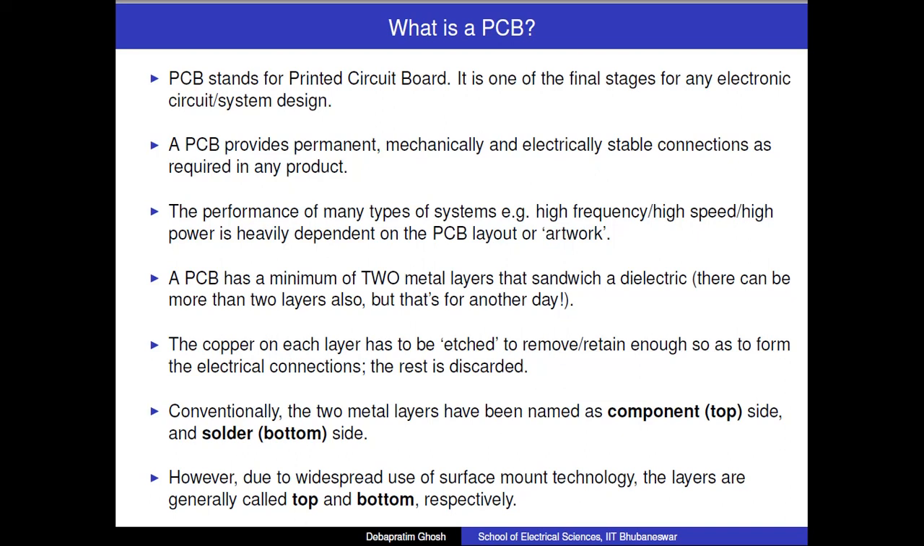But nowadays surface mount technology has evolved so much that the component side and solder side names are very rarely used. So we normally call them top side and bottom side, where both top and bottom side can be used for component holding or soldering, whichever. In case of surface mount devices, of course, the layer where the component is mounted is the same as the layer where the soldering has to be done. So now these definitions have become very loose.